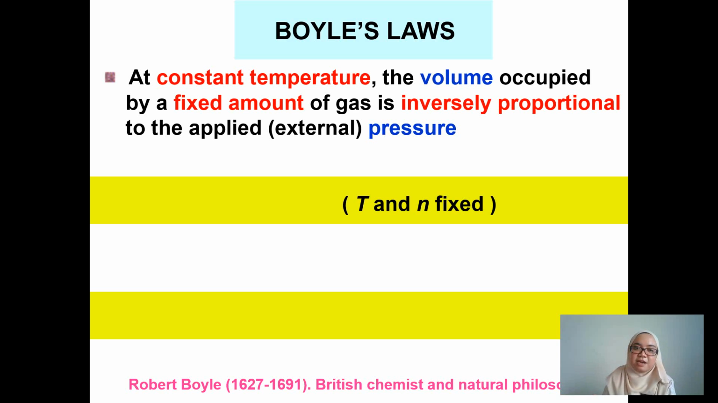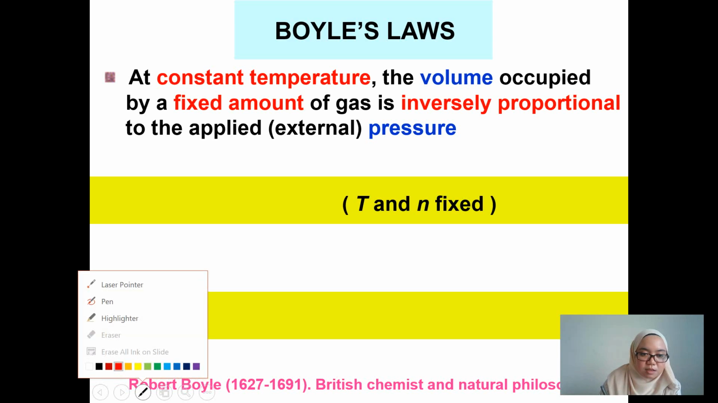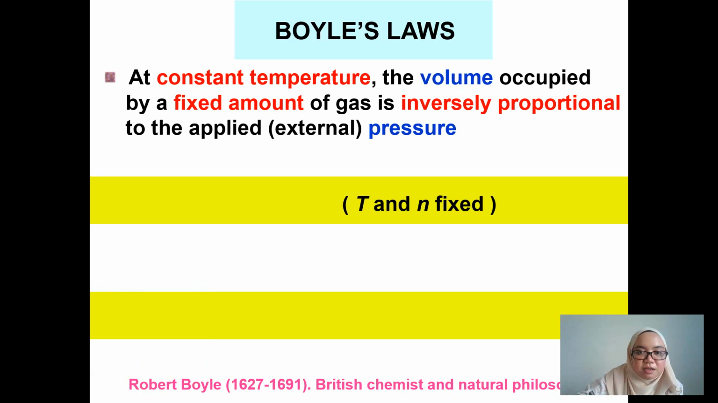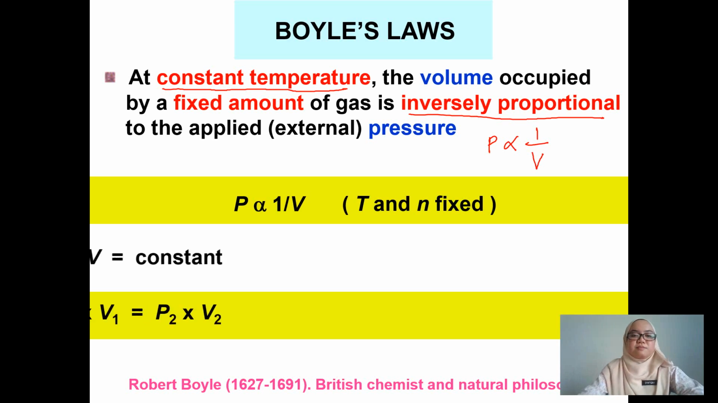Boyle's law says that at constant temperature, the volume occupied by a fixed amount of gas is inversely proportional to the applied external pressure. So P is inversely proportional to the volume, V is inversely proportional to the pressure. But you need to know that T and n are fixed.